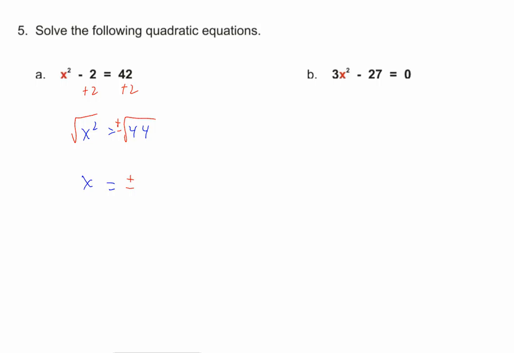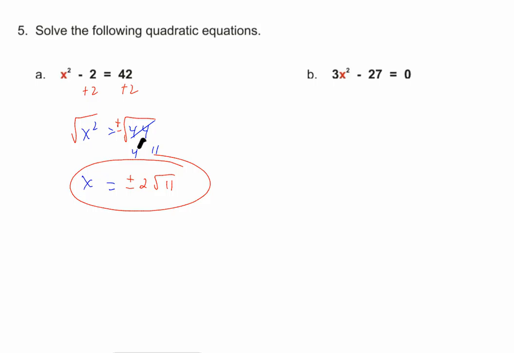Adam, what did you get when you simplified it? Correct. Plus or minus 2 times the square root of 11. So there are the two solutions: positive 2 times the square root of 11, negative 2 times the square root of 11. Adam simply said, 44 is 4 times 11, square root of 4 is 2, so 2 times the square root of 11. Okay? All right, so go ahead and do B.